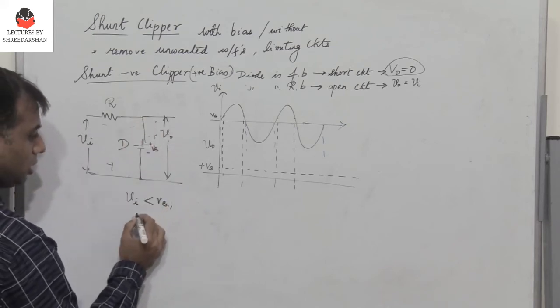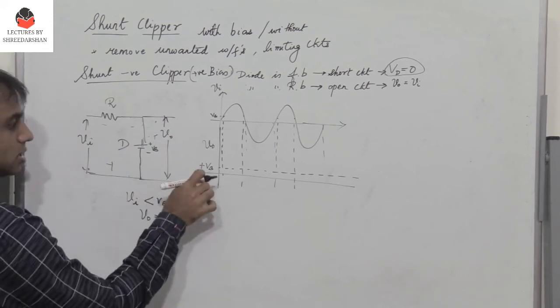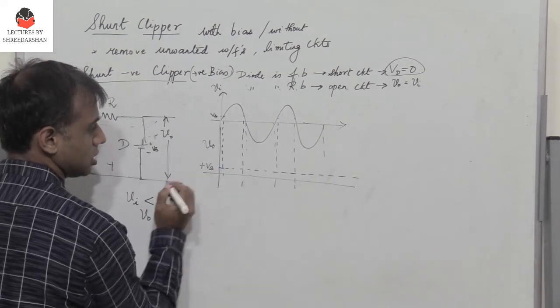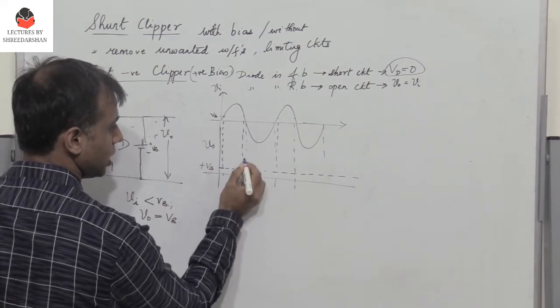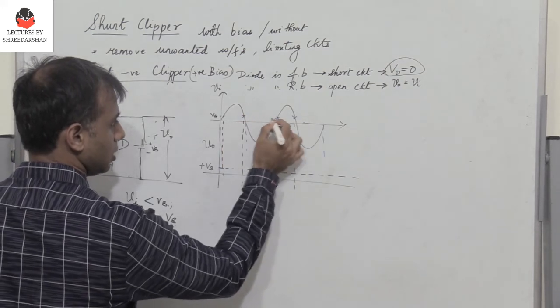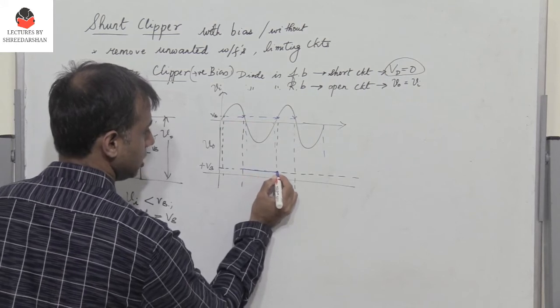So therefore, the output voltage V0 will be equal to VB. As long as the input voltage is less than VB, what is the output voltage? The output voltage is equal to VB. So therefore, the output voltage is constant here. So here also, as long as the input voltage is less than VB, the output voltage will be held constant at VB.